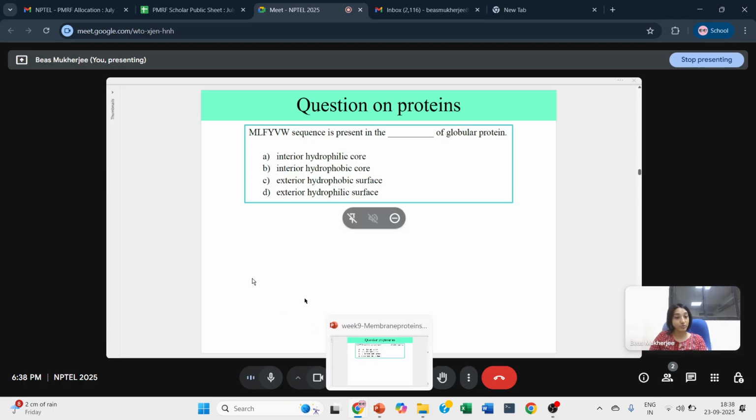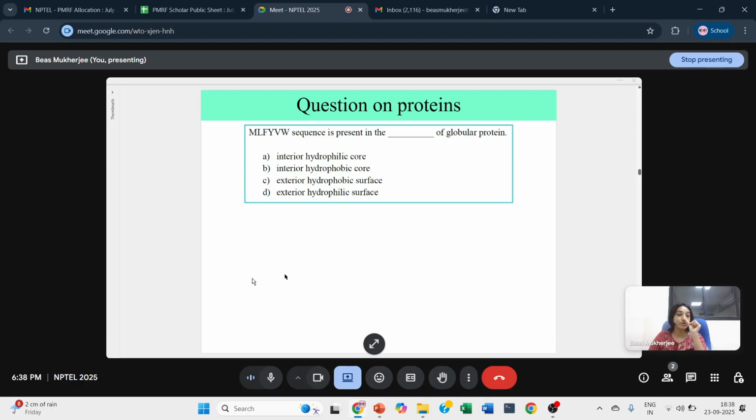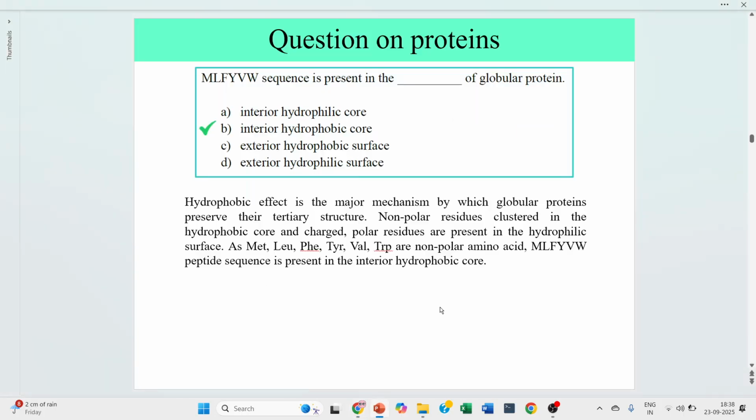And since this is a globular protein, it is definitely soluble in water. So that means the surface of the protein will have more hydrophilic residues and the interior of the protein will be packing the hydrophobic residues very well. That is why, what should your answer be?